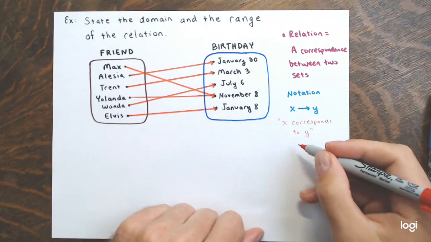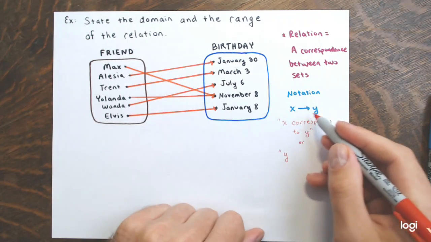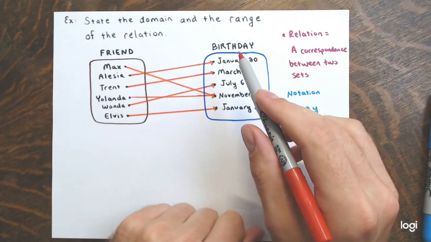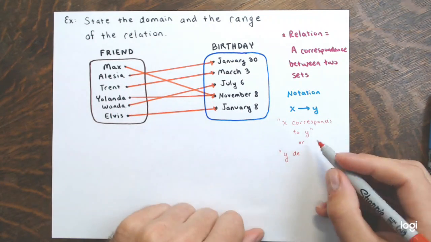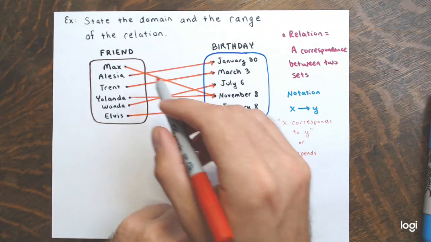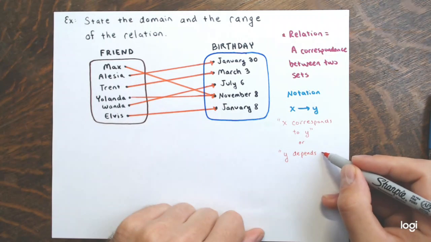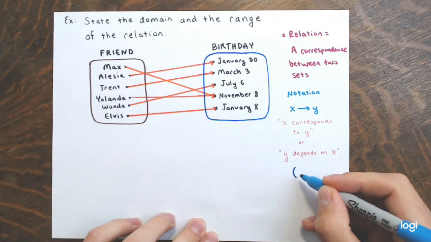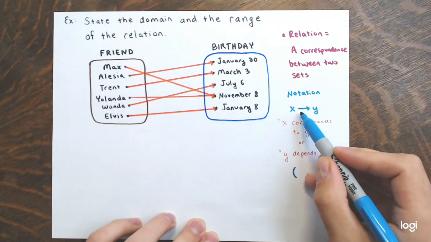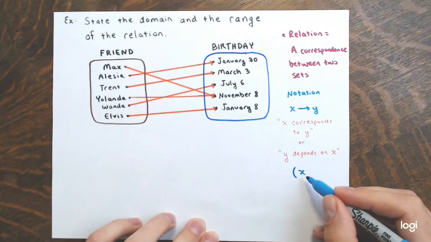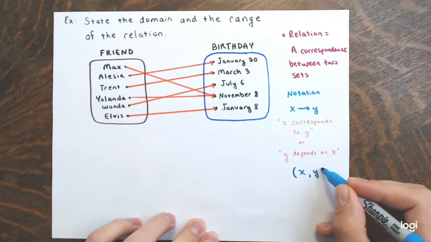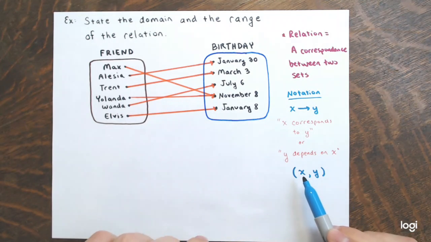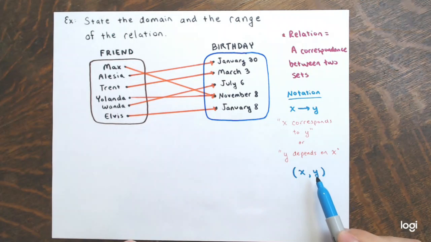So this would mean that X corresponds to Y, or you might see it written as Y depends on X. They sometimes refer to the second set as the dependent set and the first set as the independent set, so the values in the second set depend on the values coming from the first set. So you might see this arrow notation, or an ordered pair. This X arrow Y, or the ordered pair with parentheses, X comma Y, mean the same thing: some element from the first set corresponds to some element from the second set.